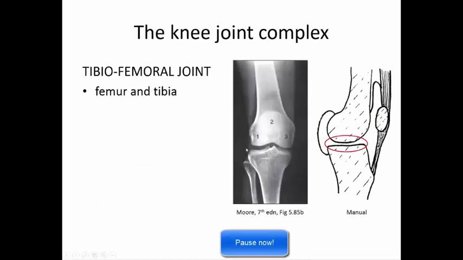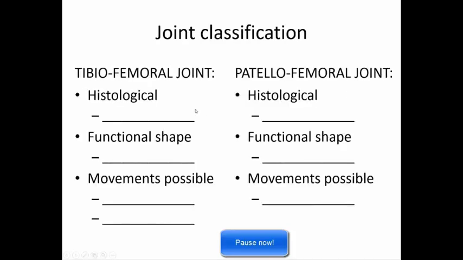So pause the video now and work out for that tibiofemoral joint between the thigh bone, the femur, and that shin bone, the tibia, its histological classification, its functional shape, and what movements are possible. Do the same with the patellofemoral joint, that articulation between the patella or kneecap and the femur. What's its histological classification? What's its functional shape? What movements are possible? Pause the video now and fill in this table.